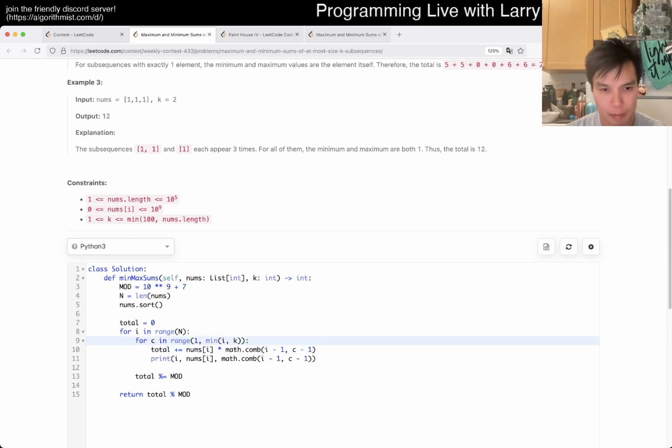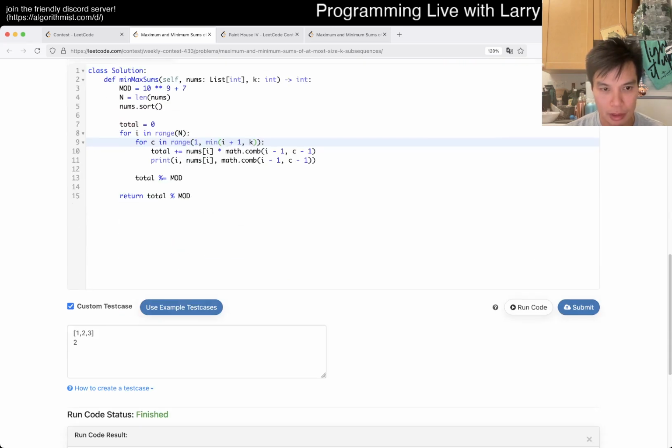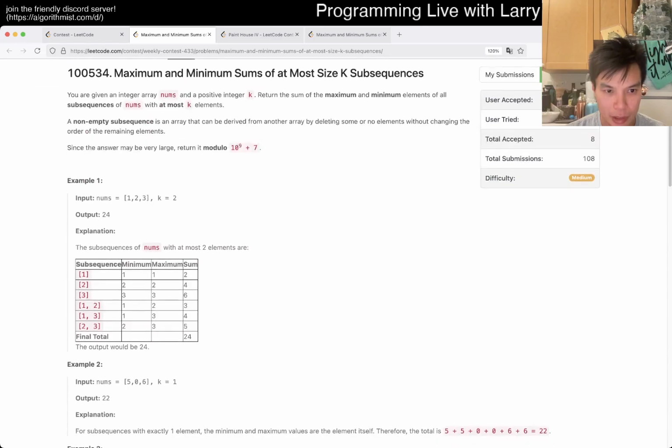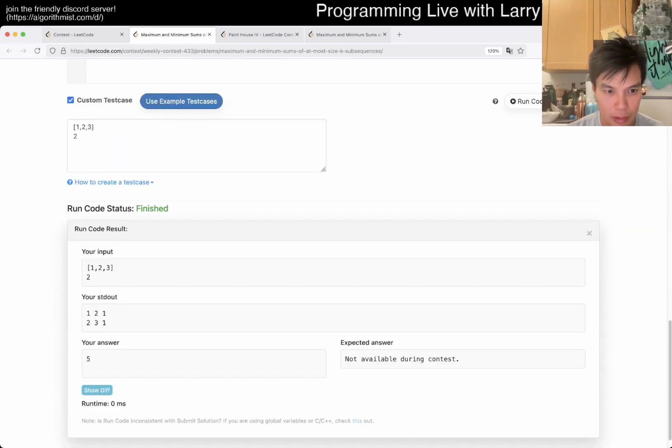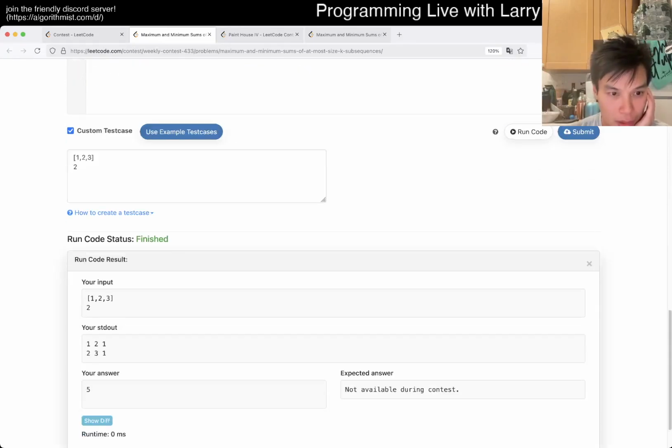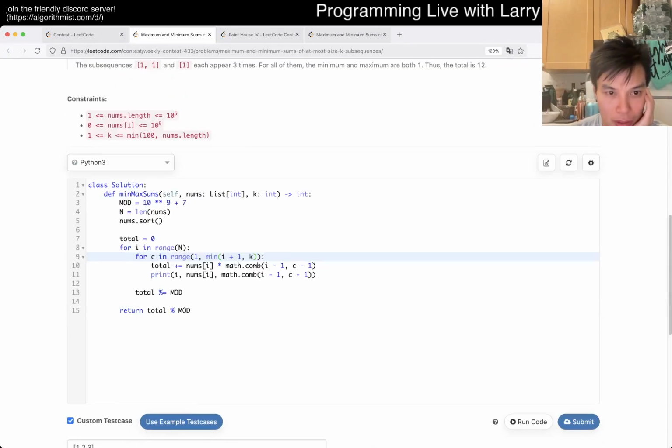So 1. No. I think I messed up something here. This should be i plus 1 is the total number of items. Okay, is this right? 3. Maybe not. C should be 1 other items.